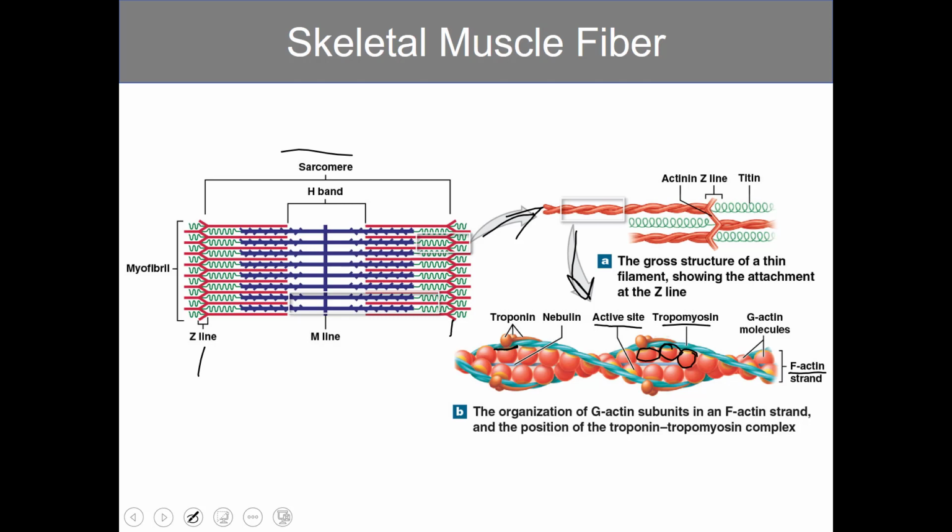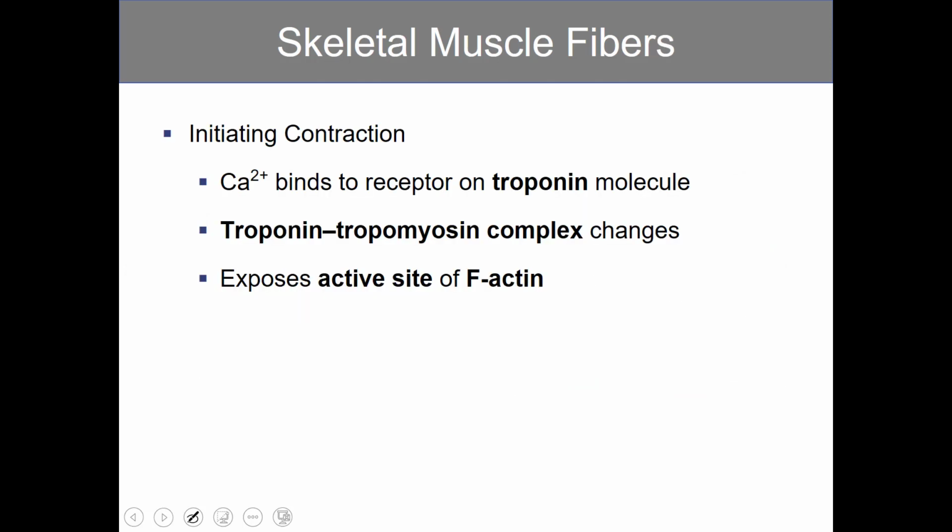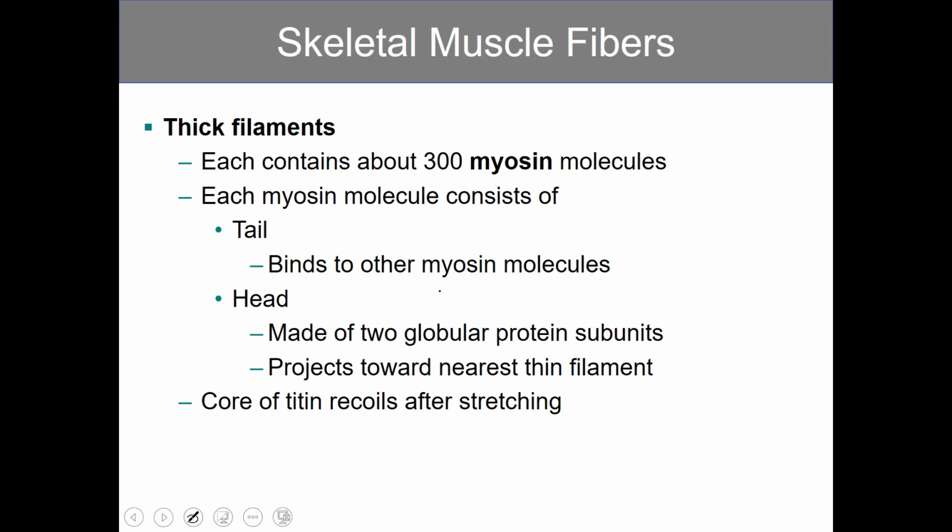Lastly, we have troponin. Troponin is connected to the tropomyosin. It's connected to the filamentous actin or the F-actin, and it has a binding site for calcium. So to initiate contraction, calcium has to bind to its receptor on troponin, and that's going to cause the troponin-tropomyosin complex to change shape, ultimately exposing the active site on the F-actin.